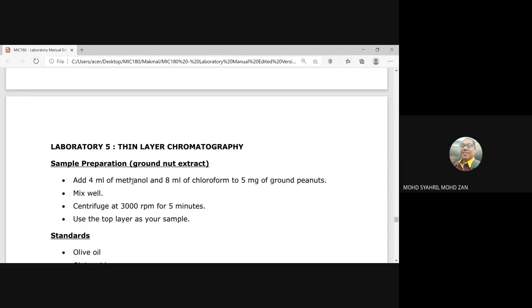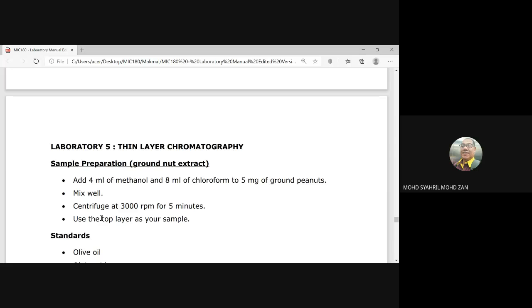Please add 4 ml of methanol with 8 ml of chloroform. So it's 1 to 2, all right? 1 to 2 solution, and then add about 5 milligrams of ground peanuts. Mix both well, and then you have to do the centrifugation. So centrifuge it at 3000 RPM, rotation per minute, for 5 minutes. Okay, and then you get two separate layers. So please collect the upper layer or the top layer for your samples.